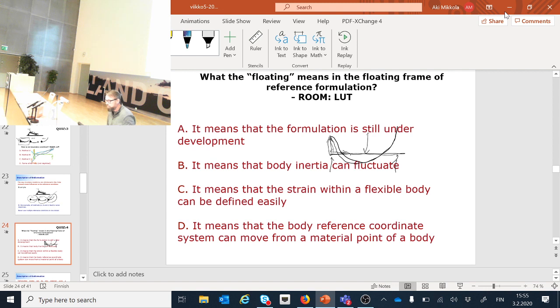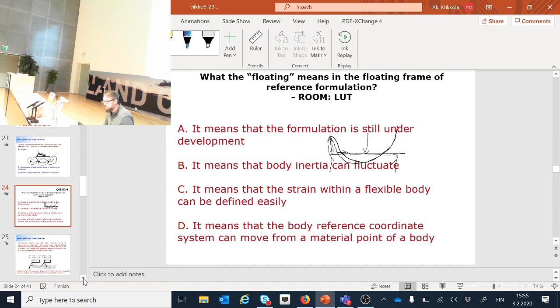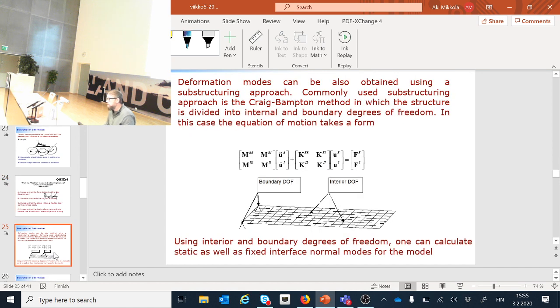With that, let's close for today. Next week, I'm going to discuss a little bit about another way to describe this deformation, which is a very often used method, called the Craig-Bampton method. And then we're going to start preparing for the midterm exam.